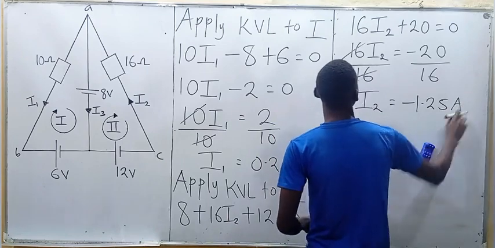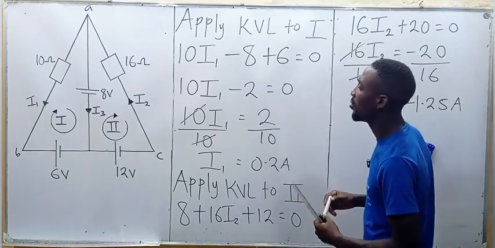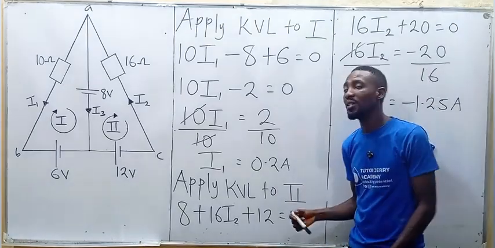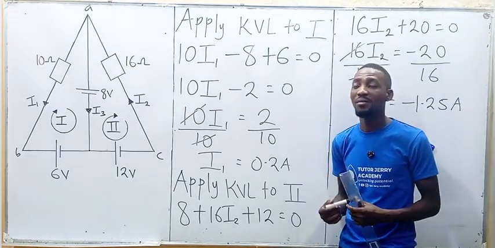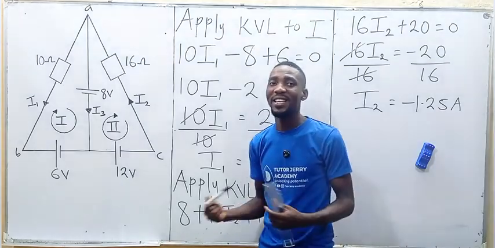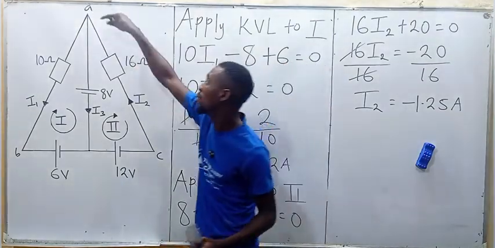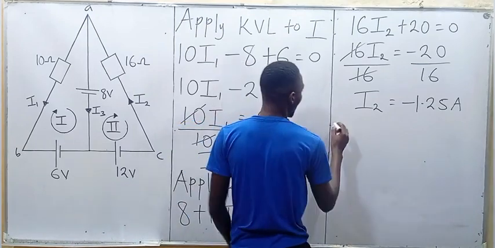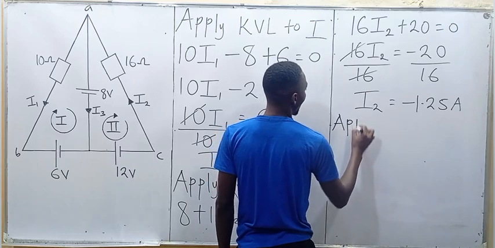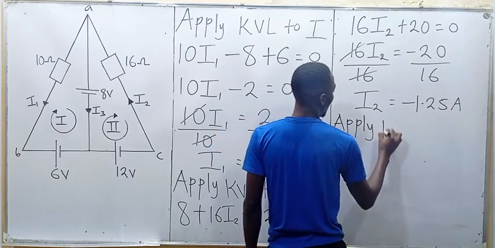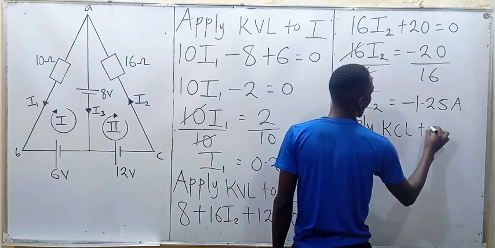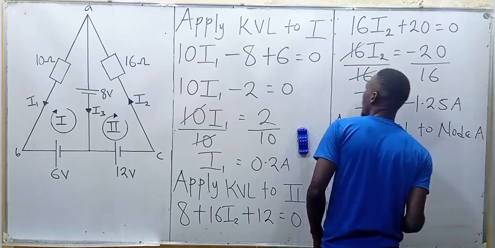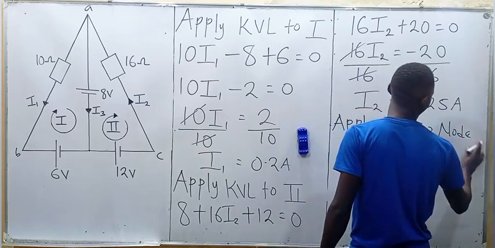That's it. I've gotten the value of I1, and I've gotten the value of I2. We are left with the value of I3. To get it, we apply the Kirchhoff current law, KCL, to node A. That is small letter a.